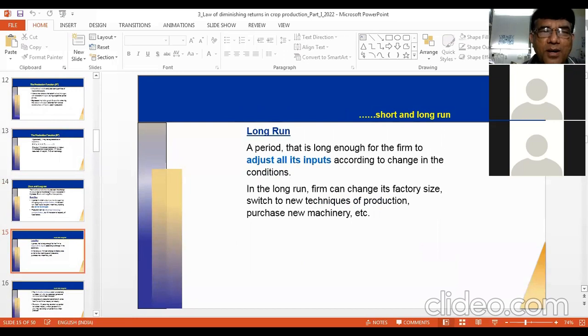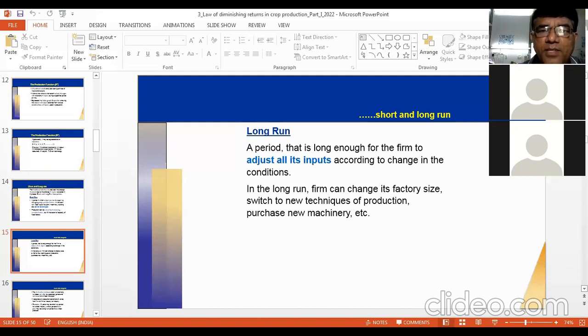Now, what is long run? Long run in economics is a period that is long enough for the firm to adjust all its inputs according to the change in the condition. Suppose today there is huge demand for a certain product in production. So can the farmer produce that? It is not possible. He needs to increase the land also. Besides increasing the quantity of variable factors, he needs to increase the size of the land also. So that period is your long run.